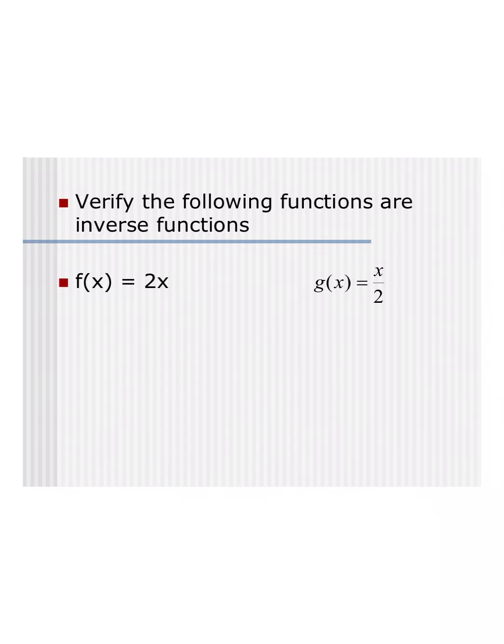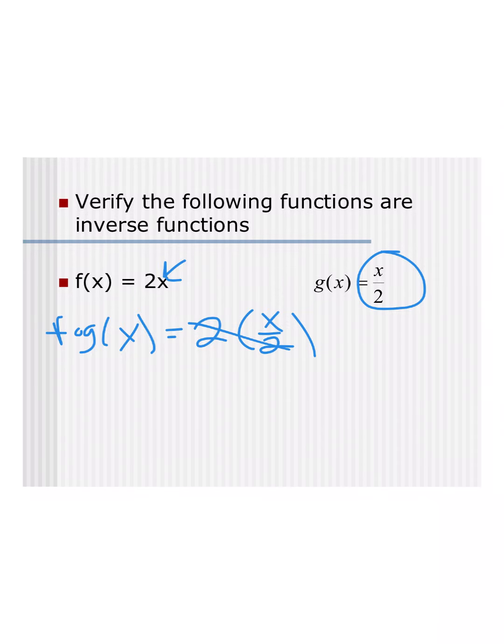All right, the first time we do this, we're going to do f of g. So I have f of g of x, which means I'm going to take all of g and plug it in where I see an x in f. All right, so I have 2 times x over 2. When I simplify those, I end up getting x, which is exactly what we wanted to get.